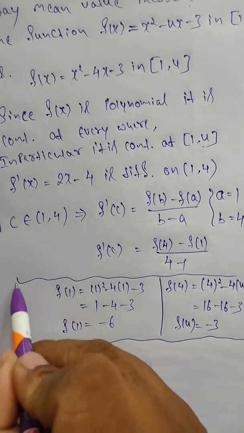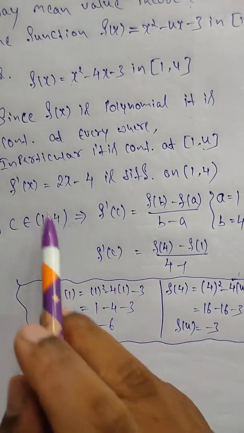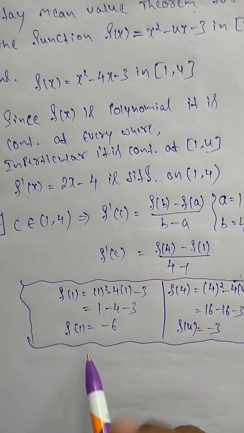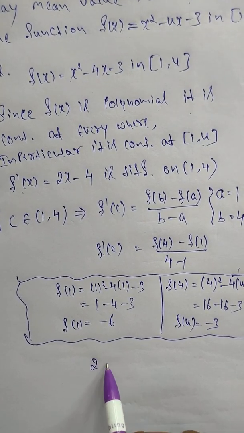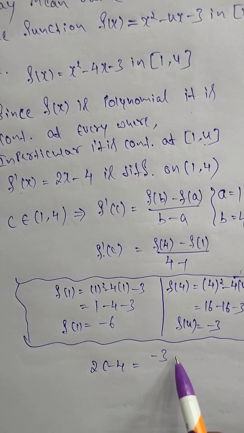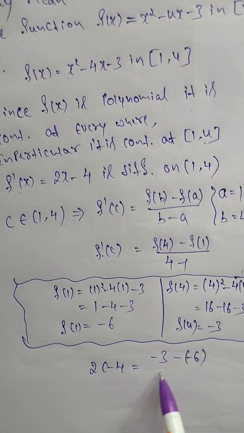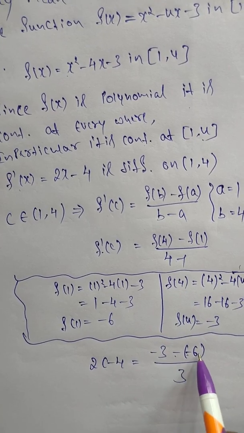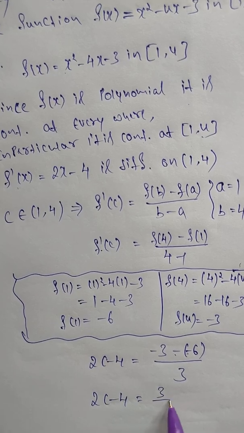Now I am substituting in the above equation. What is f'(x)? It is 2x - 4. So f'(c) is 2c - 4, equal to f(4), which is -3, minus f(1), which is -6, divided by 4 - 1. 4 - 1 is 3. This minus will become plus. -3 + 6 is 3. So 2c - 4 = 3/3.